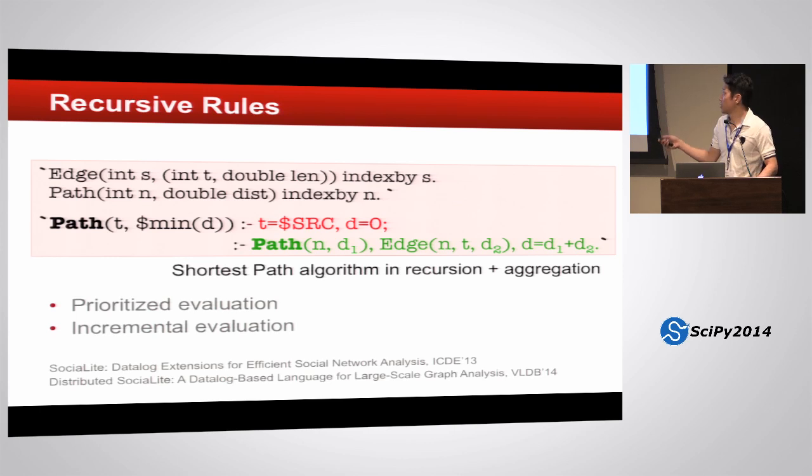And if you run it on a single machine, we can compare it to Dijkstra's shortest path algorithm. And if you run it on a parallel multi-core machine or distributed machine, we compare it to something very similar to the parallel delta-stepping algorithm, which is one of the fastest parallel shortest path algorithms. And the details are in these two papers.